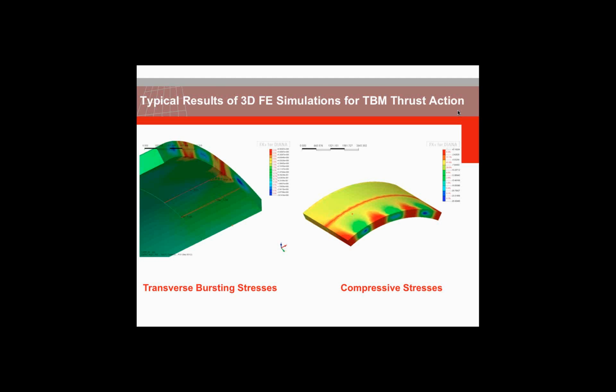Here you can see a typical result of 3D FEM simulation for TBM thrust action. As you can see in the left picture, tensile stress contours show significant spalling stresses near the surface rather than bursting stresses inside. On the right-hand side of the picture, you can see the developed compressive stress. These stresses are compared with respect to the compressive strength of the concrete to make sure that the concrete does not fail.